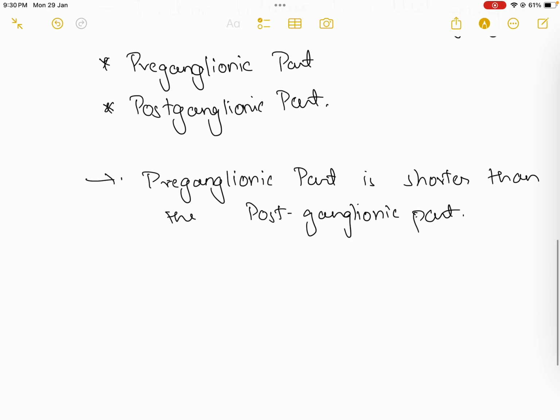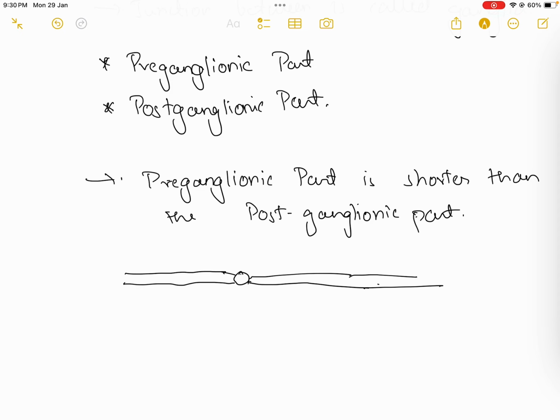Let me draw the structure for you. Sorry for the diagram because I'm very poor at drawing, so please take that into consideration. Okay, let's get into the topic. This is the CNS and these are the axons arising from it. This is the preganglionic part and this is the postganglionic part, and between these two neurons is the junction, also called the ganglia.